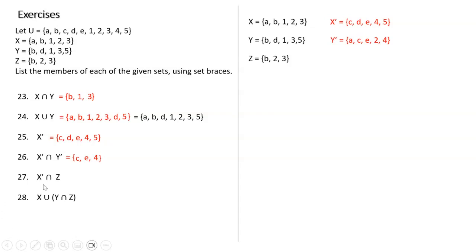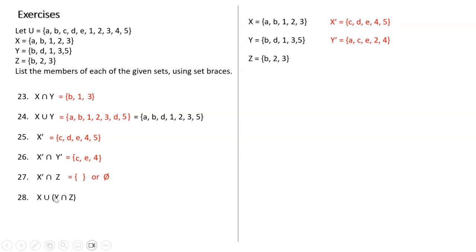Now for number 27, we have the complement of X. It's over here on the right. What does X prime, or the complement of X, and Z have in common? Do they have a B? No. A 2? No. A 3? No. So that's going to be the empty set, right? This means empty set.